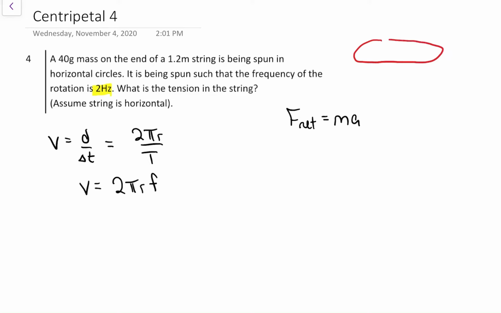We've got an object going in a horizontal circle. Tension's what's pulling it towards the middle. That's Ft. Gravity, it's not really showing the 3D very well. Gravity straight down. It says that the circle's horizontal. So in this question, the only force pulling it towards the center is the force of tension. So Ft becomes our F net, and the a becomes v squared over r.